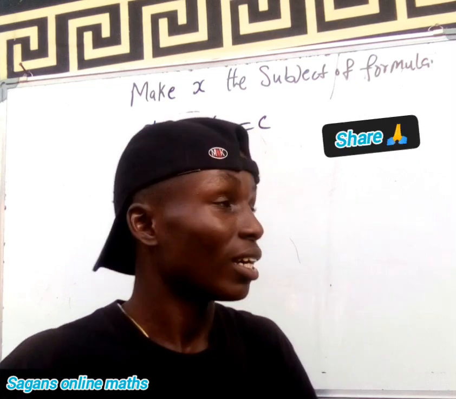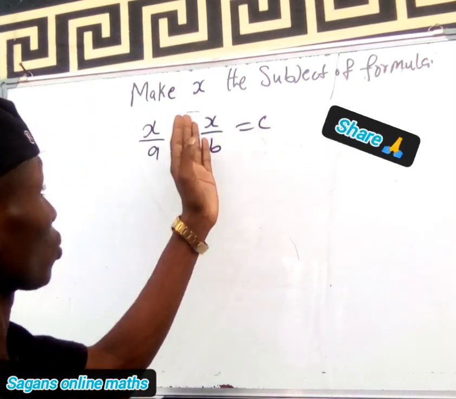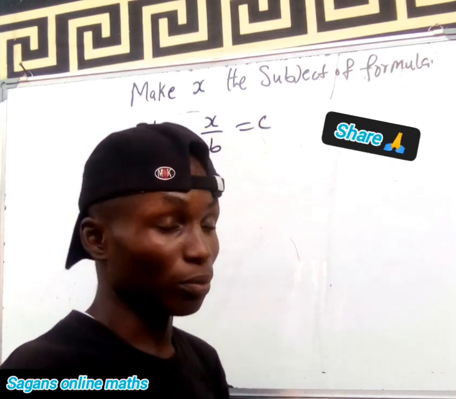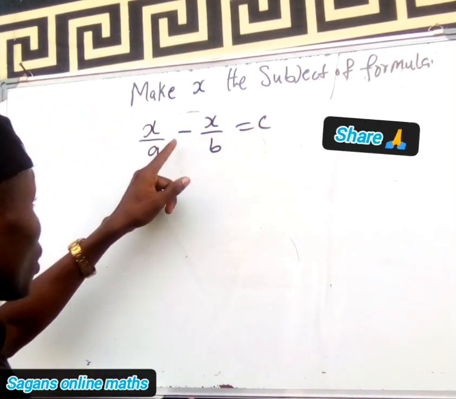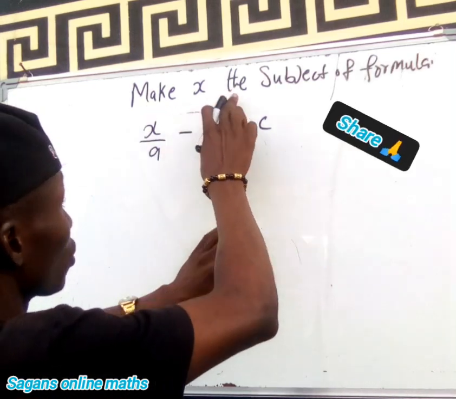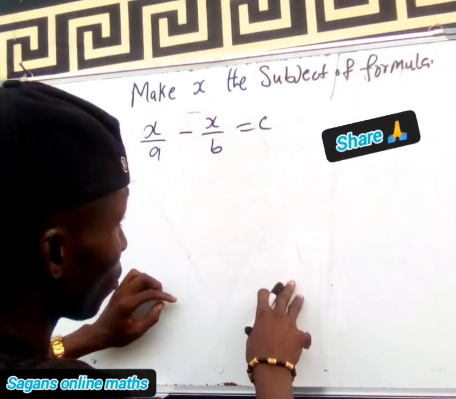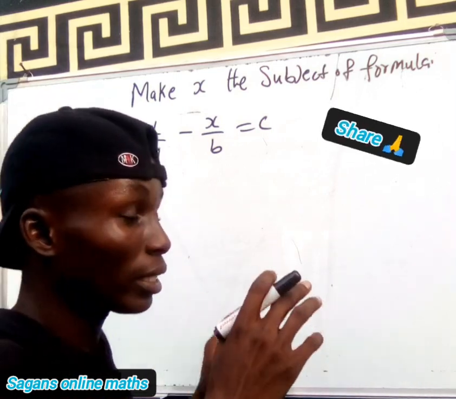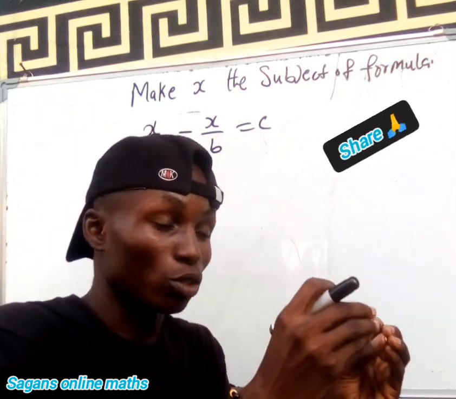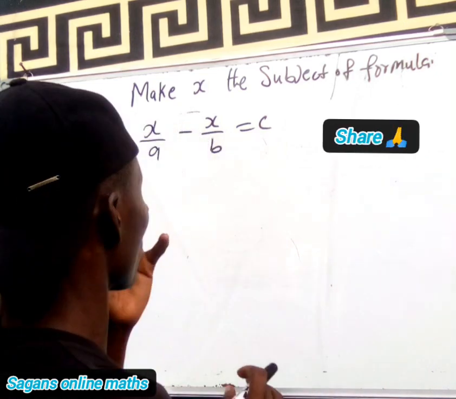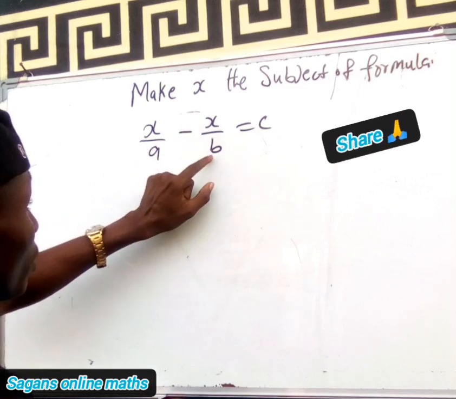Now we are asked to make S the subject of the formula. If you are asked to make S the subject of the formula, you know that this is very simple. We are given that S divided by A minus S divided by B is equal to C. We are asked to make S the subject of the formula. What they are telling us to do is to make S stay on its own. That's what they are asking us to do. So given that S divided by A minus S divided by B is equal to C.